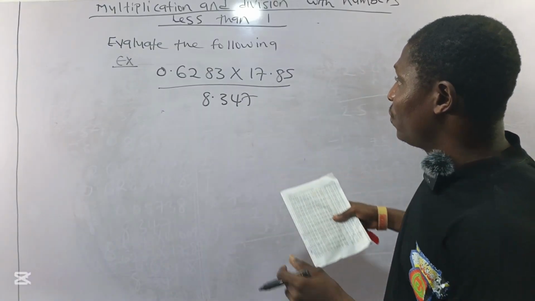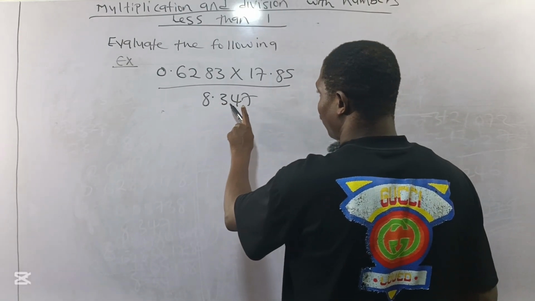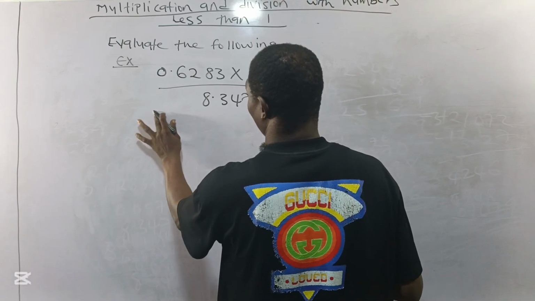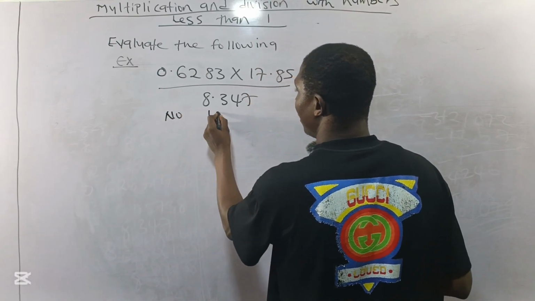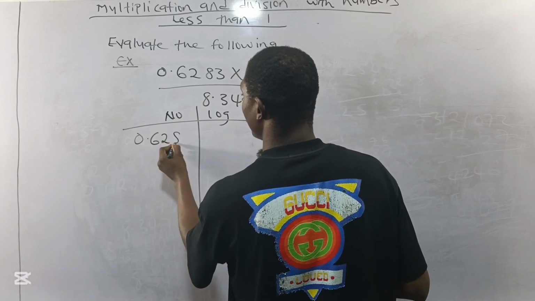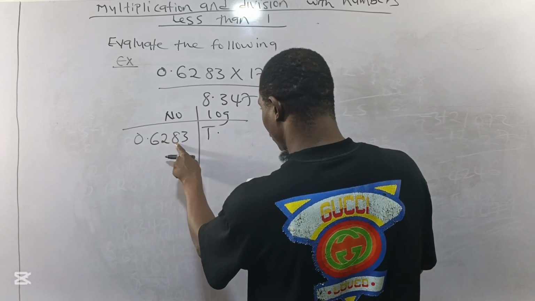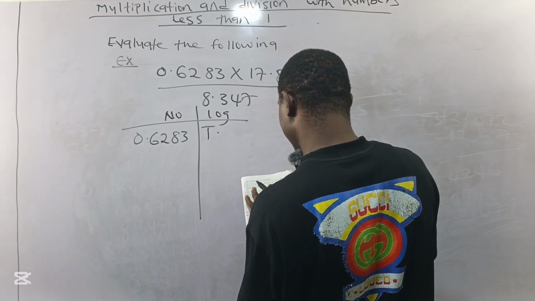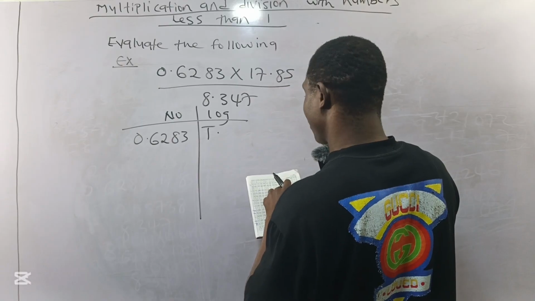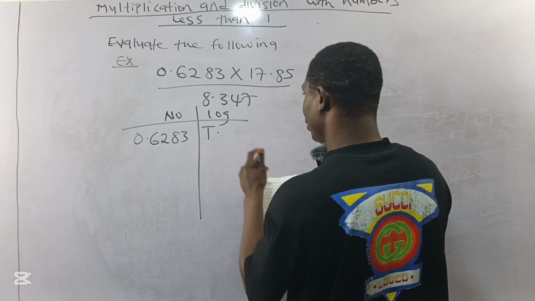So we have this question: 0.6283 times 17.85 all over 8.347. We have to evaluate without using a calculator. So we have number and we have log. Now we have 0.6283. The characteristic should be bar 1 point. 62 under 8 is 7980. And difference 3 there is 2. So we have 7982.